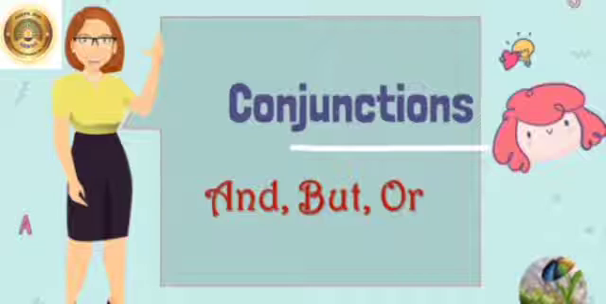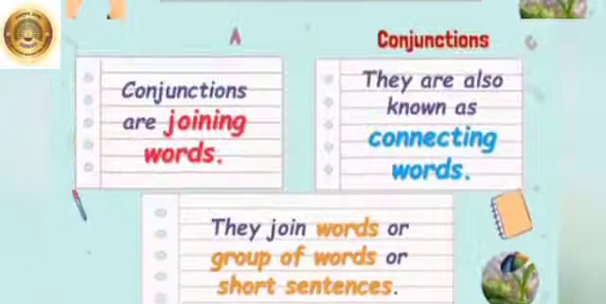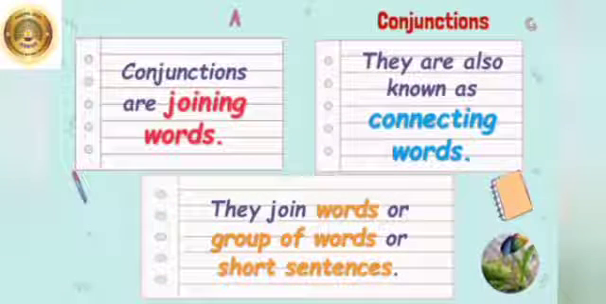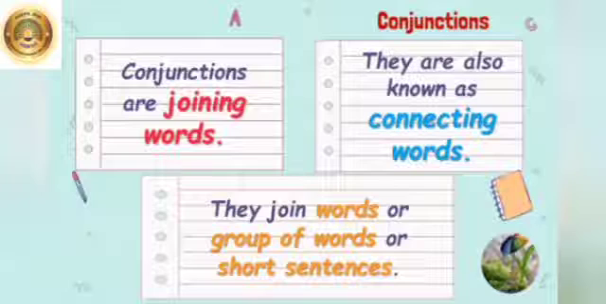First of all, let's understand what is conjunction. Conjunctions are joining words. They are also known as connecting words. They join words or group of words or short sentences. Let's try to understand the three conjunctions: and, but, or with some examples.